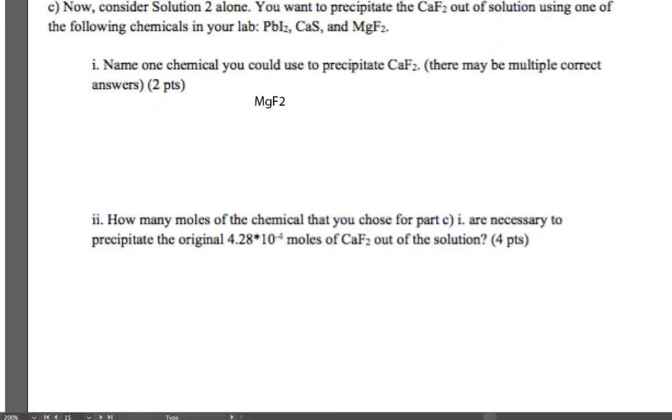In order to do this, you need to have that other F2 minus increasing so that the calcium would decrease, which means that you need to do the precipitation.